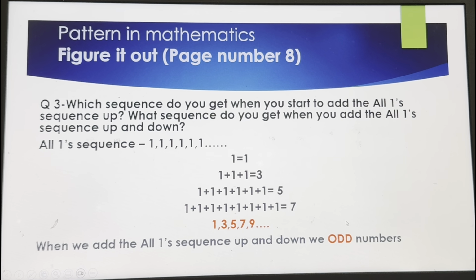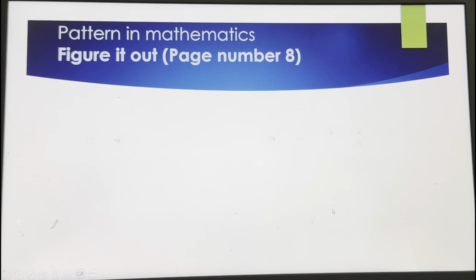Right? So when we were adding all of them only up, then we were getting counting numbers. But if we are adding up and down, I hope you have understood that you first go up, add that, and then come back and add the previous number. Right? And go on increasing the steps like that. Right? Is this clear? Now let us see the next question.